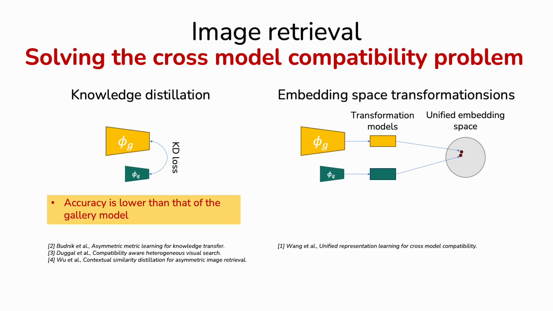Another solution for the cross-model compatibility problem is using embedding space transformation. Specifically, it was proposed to transform both the query and the gallery model into a unified embedding space. The embedding space transformation concept can be leveraged to allow higher accuracy than the accuracy of any single model in the system.